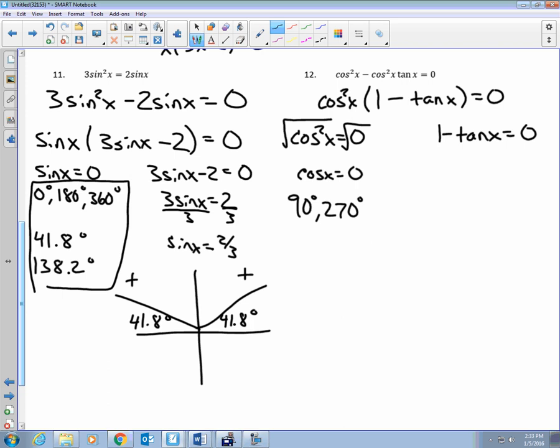That's what it says on what we wrote down, right? It says those 2 spots is where cosine is equal to 0. 1 minus tangent of x equals 0. I am going to add the tangent over and get 1 equals tangent of x. Hey, is tangent positive or negative? It's positive. In which quadrants is tangent positive? First and third. Tangent inverse 1.